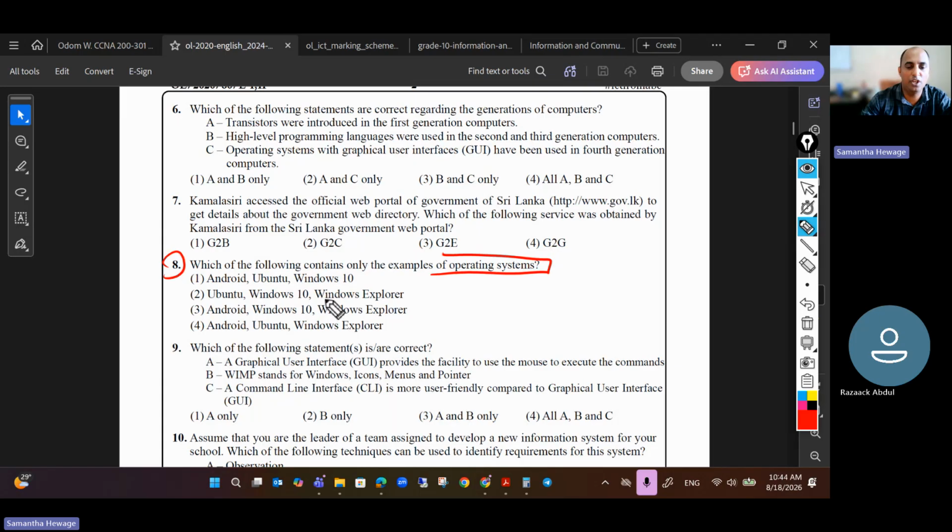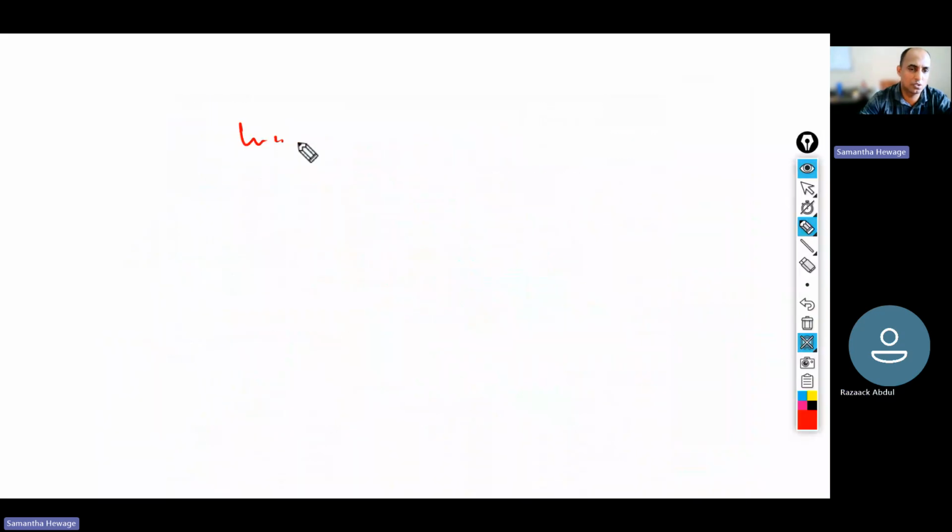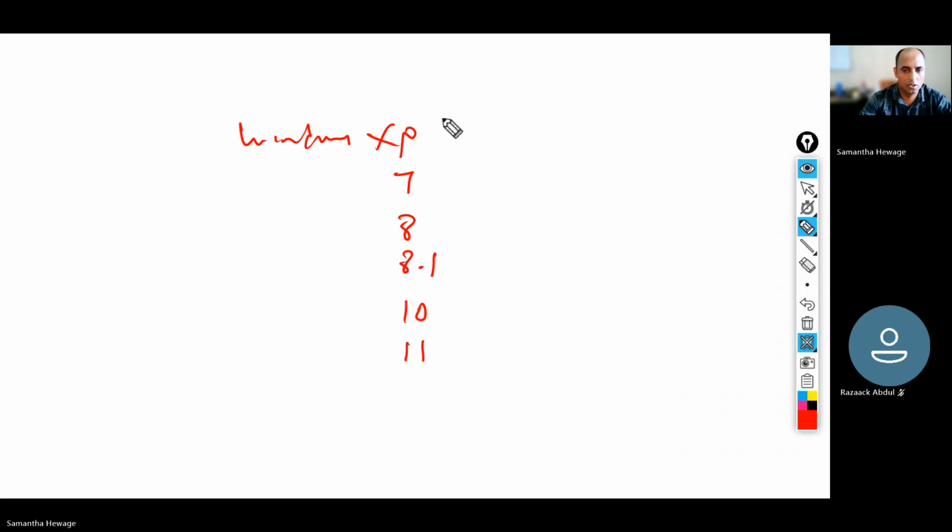Yes, very good. This Windows Explorer is only a feature of the operating system. They are asking about OS, operating system. Let's say, operating systems: we have Windows. Earlier we had Windows XP, then 7, 8, 8.1, Windows 10, and now Windows 11. So this is Windows. Then we have Linux. We have Ubuntu.